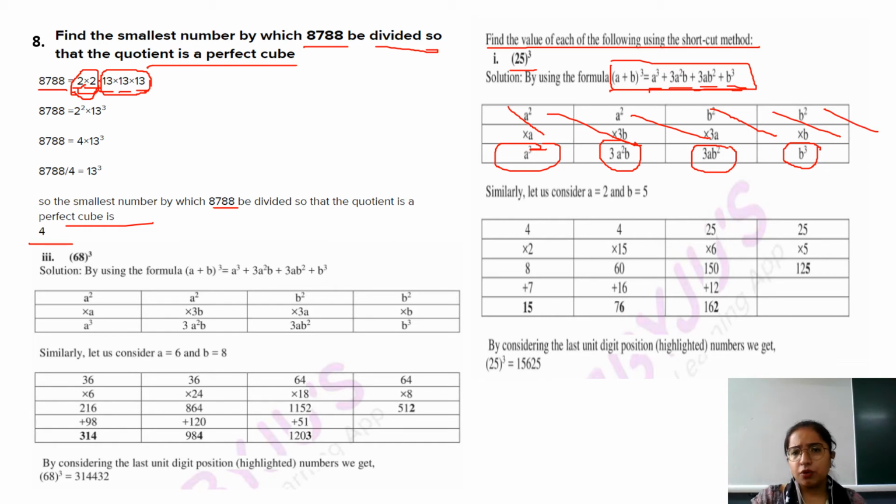Clear? Now A cube means A is 2 over here, so A cube means 2 cube, 2 cube means 8, right? B is 5, 25 is the number, no, so A will be 2 and B will be 5. Next is 3A square B. 3 into A square, A is 2, so 3 into 2 into 2 into 5. It will be 60. And 3AB square will be 150, and B cube means 5 cube means 125.